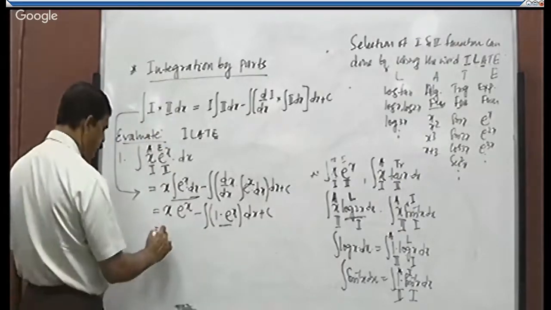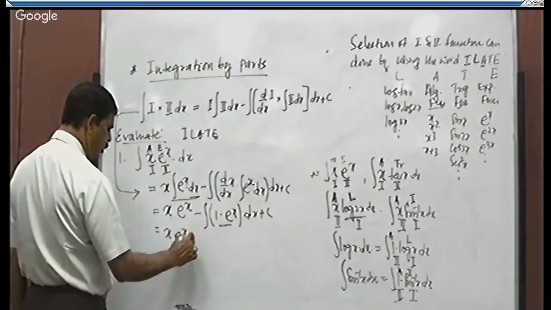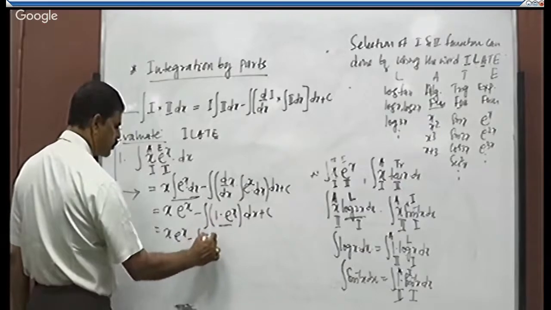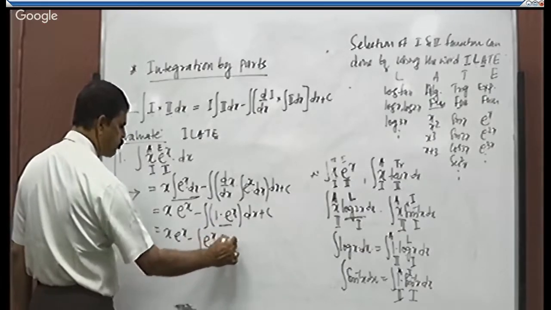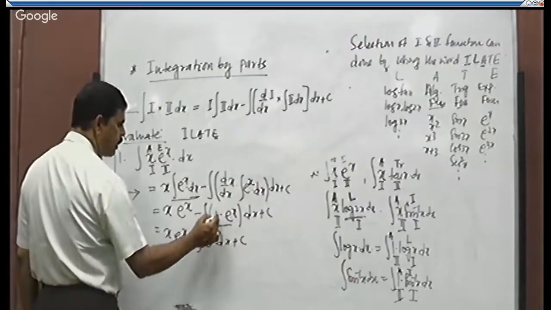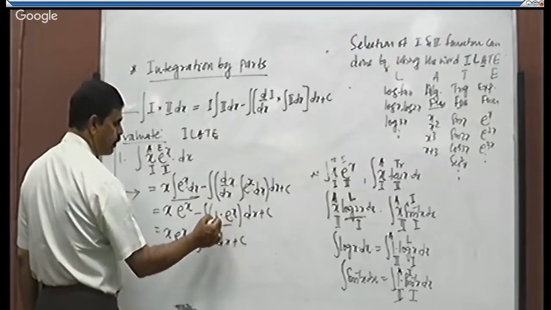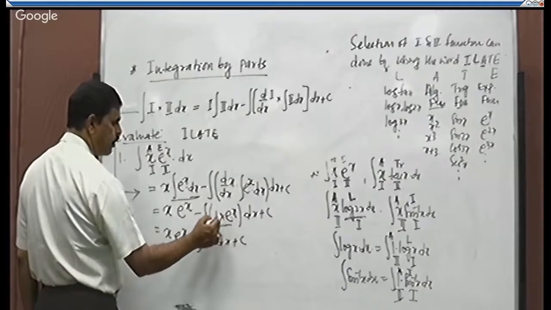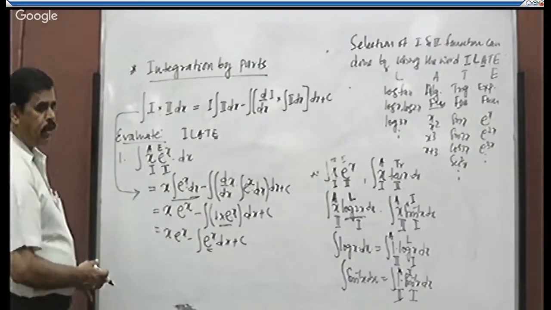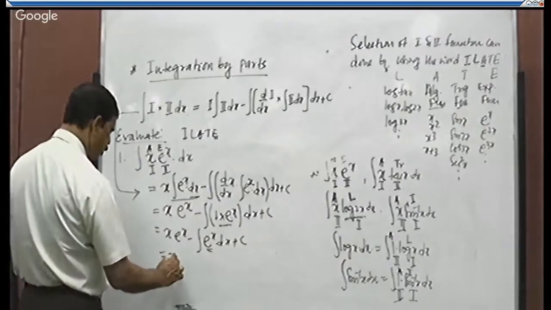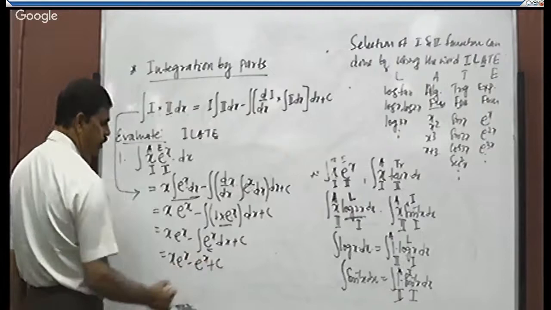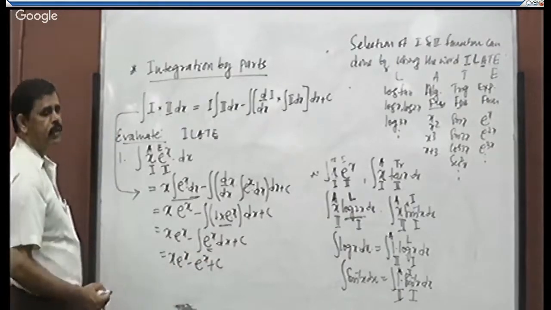Now, in this problem, we got what? 1 times e power x is what? e power x, right, into dx plus c. Don't integrate for 1 and don't integrate for e power x separately. It is a product. First simplify. After simplification, you will get only e power x. Integrate e power x. Integration of e power x is e power x plus c. You can write this as the answer.